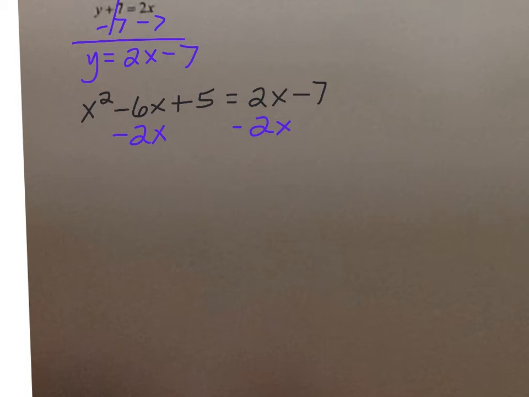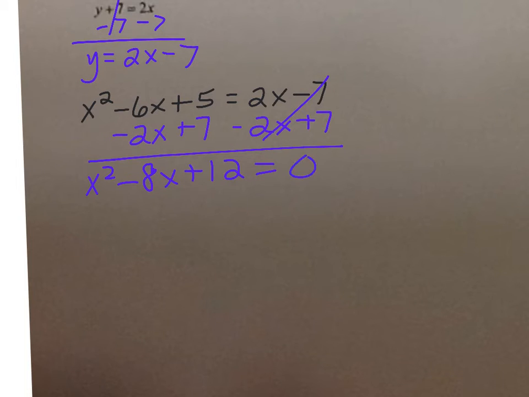Put that right under the 6x. And we'll add 7 and put that under the 5. So we get x squared minus 8x plus 12 equals 0. All right, now we're going to factor doing master product. Sorry, the bottom of this is so dark.